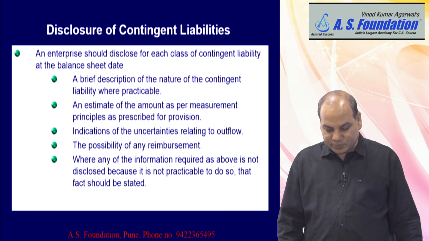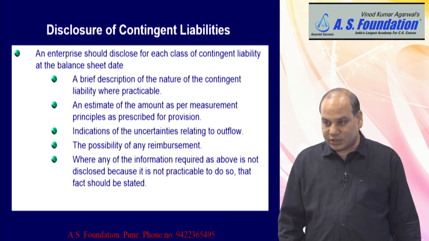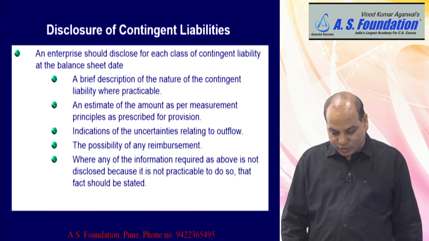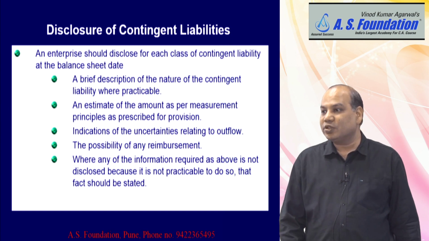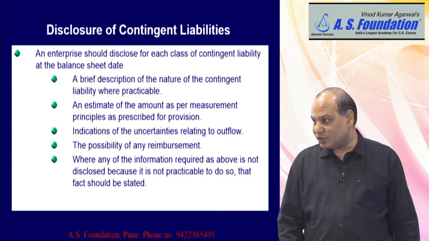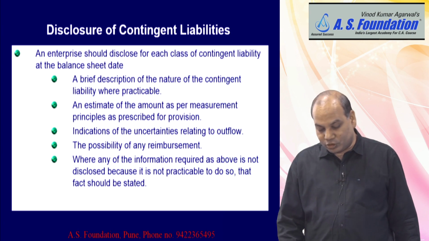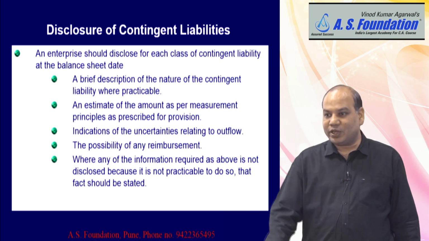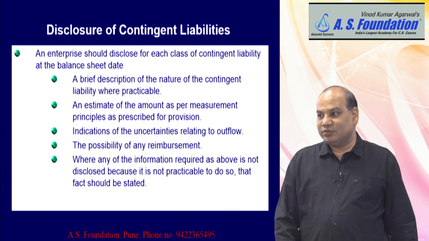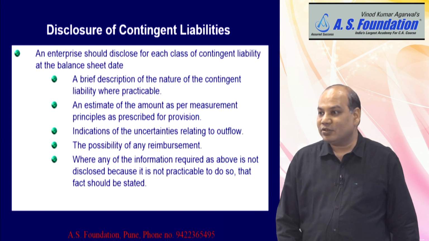An estimate of the amount as per measurement principle prescribed in provision. Indication of the uncertainty relating to outflow. So you can also mention about the outflow, when outflow might take place. Okay, and you can also mention about possibility of any reimbursement. What is reimbursement? Someone else will compensate you. For example, there may be an insurance policy taken against the loss. Is it right? Or you are a subsidiary company, parent company may reimburse the loss. Or you are a dealer, your manufacturer may reimburse the loss.